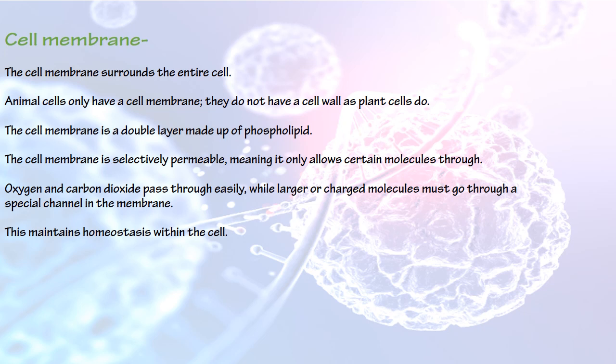Okay, let's see what is the cell membrane. The cell membrane surrounds the entire cell. All cells have a cell membrane. In the case of animal cells, cells are only bounded by the cell membrane. But in the plant cell, on the outer surface of the cell membrane, you can see the cell wall.